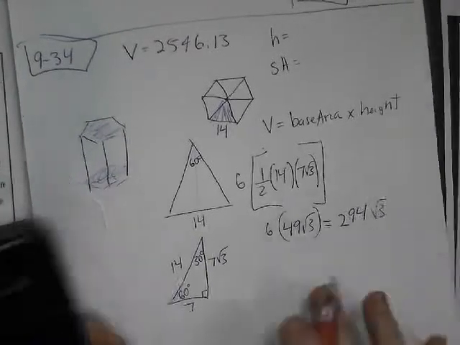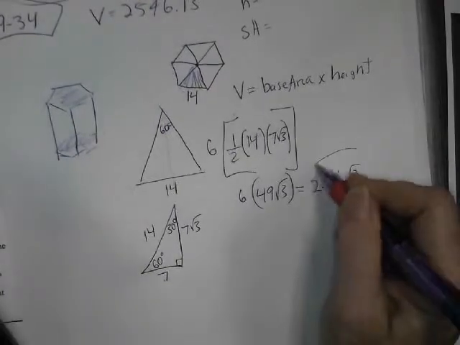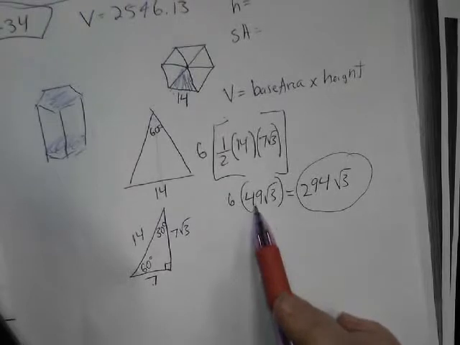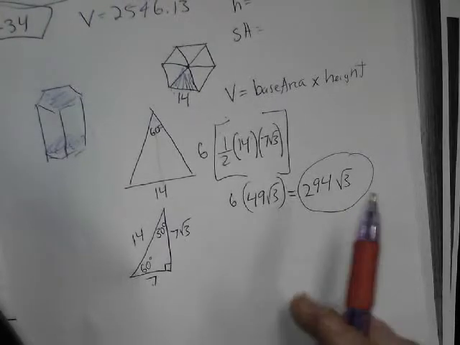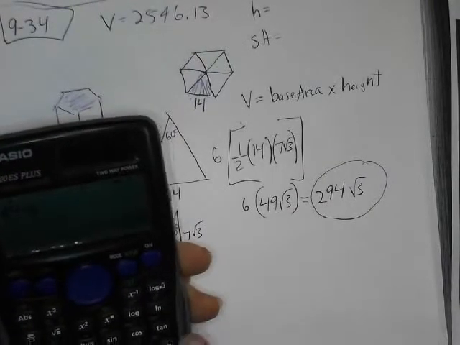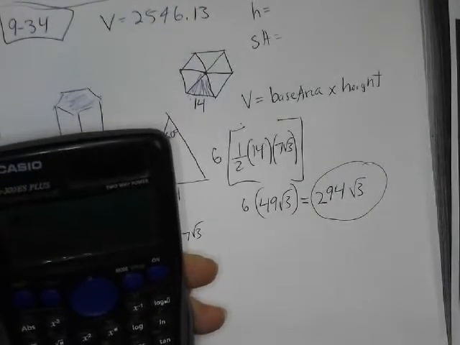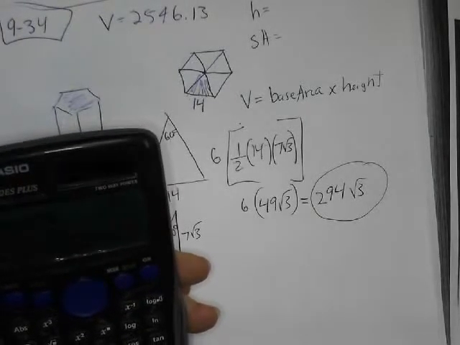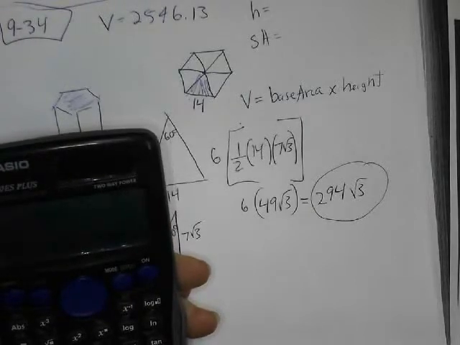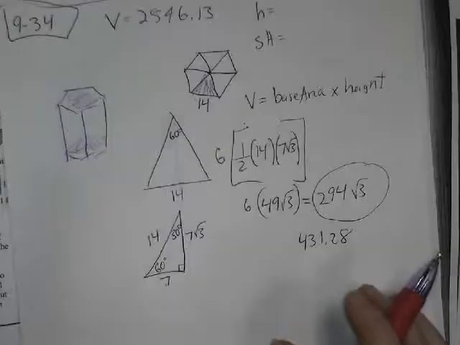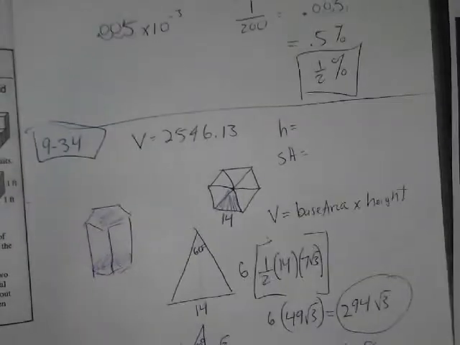This is the whole area of the whole base, because it's 6 times 49 times root 3. Now, if I want to just get it into a decimal, I can ask my calculator 294 times square root 3. I got 431.28-ish. Now, so volume, we said is base area times height.